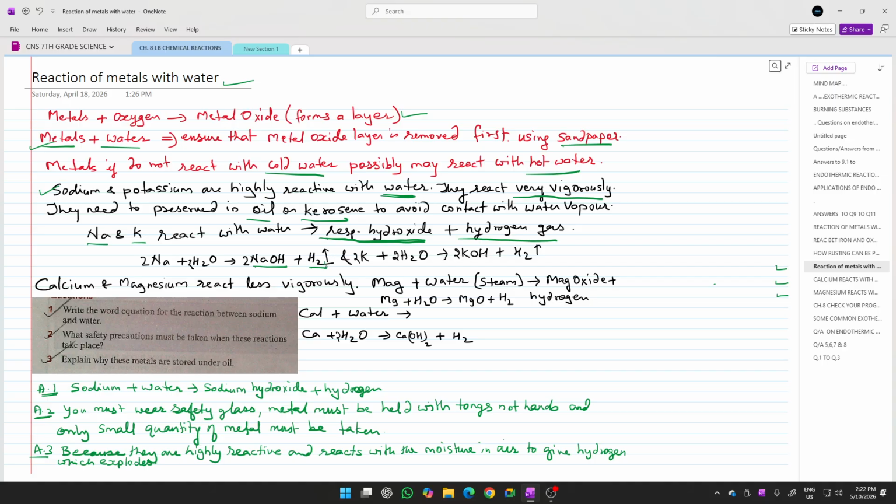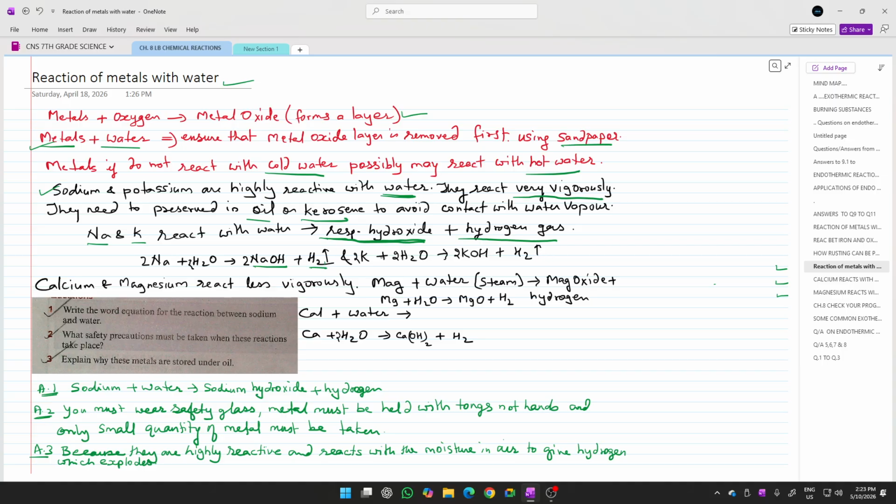a gas. Whenever in the product you get a gas formation, you have to put an arrow mark in the upward direction. Suppose you want to write the similar reaction for potassium, then you will write 2K, that is 2 atoms of potassium, plus 2H2O, that is 2 molecules of water, will give you 2KOH. KOH is potassium hydroxide, and 2KOH means 2 molecules of potassium hydroxide, plus H2, that is hydrogen gas, and you can see that the arrow mark is there.